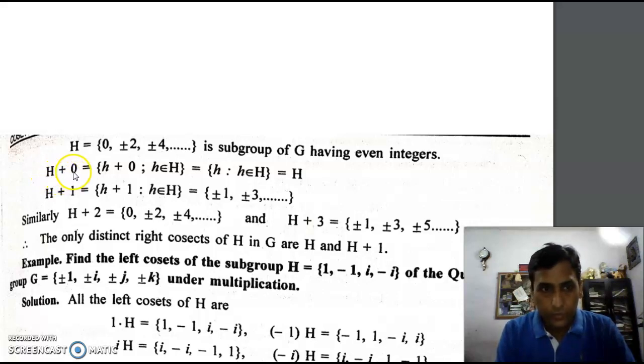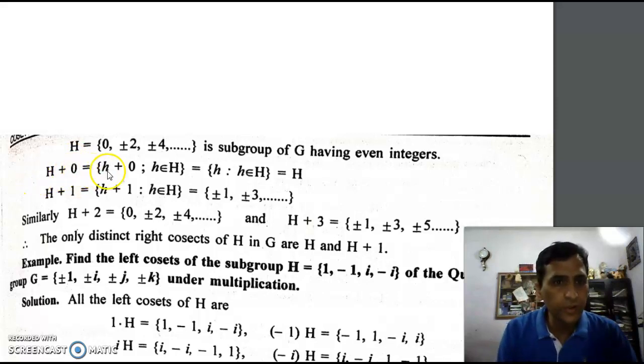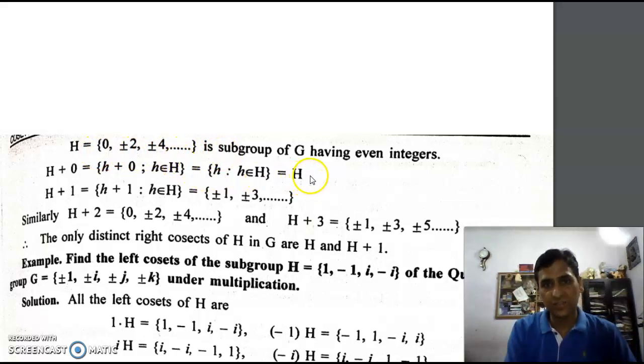When I find cosets, the element is from the group. The group contains every element, even, odd, everything, including 0. So H plus 0, where h is from this H, means I am adding 0 to this set. If I add 0 under addition, it is the identity, so it will remain as it is. It will remain as H.